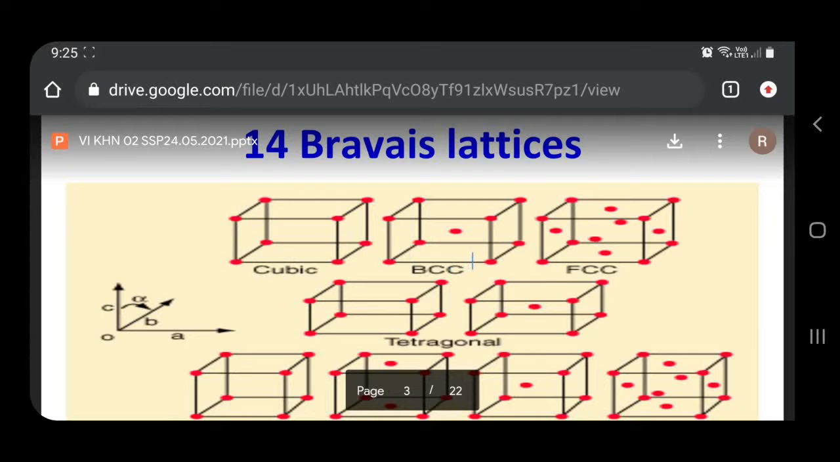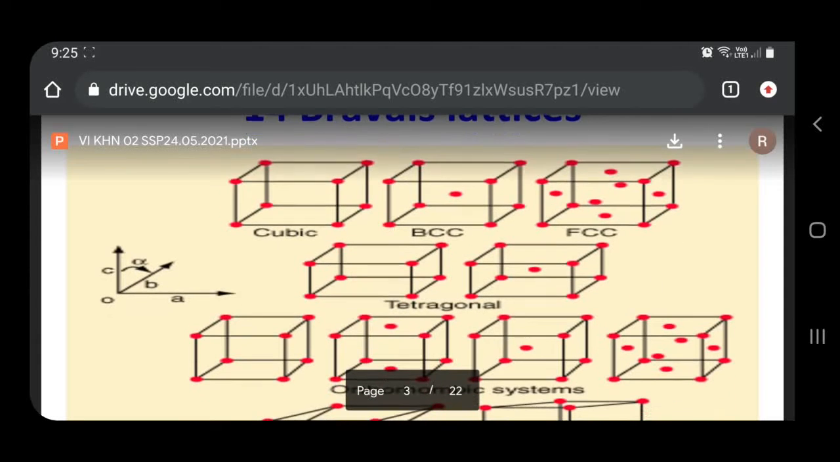Whereas BCC, which I have written, is body centered cubic. Apart from the corner atoms, you have the presence of one atom exactly at the center of the unit cell. Here, FCC is face centered cubic. You have 6 faces for the unit cell, that is the cube. At the center of each face you have the presence of an atom. So these are non-primitive. Out of 14, 7 primitive cells are there, and the remaining 7 are non-primitive.